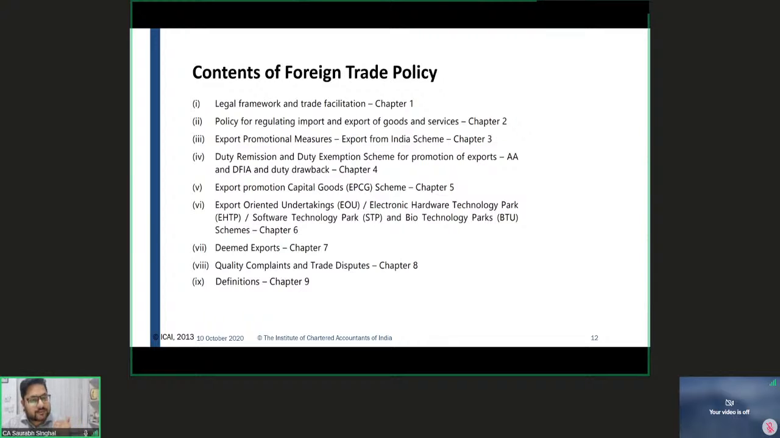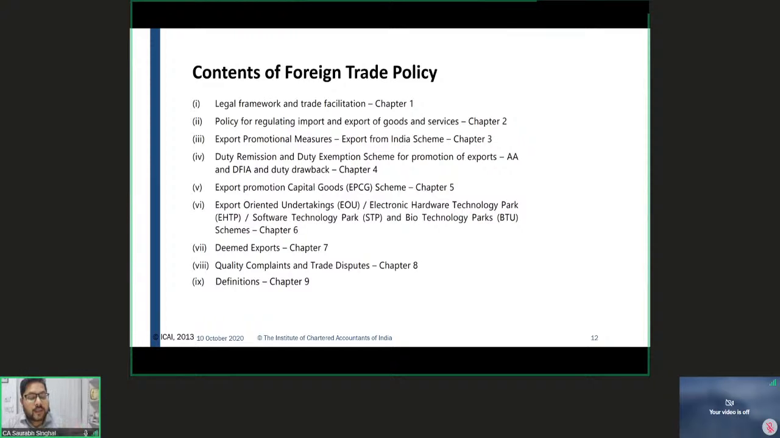Now chapter 3 till chapter 7 is where all the actual schemes of foreign trade policy are contained. And this is where the discussion lies. This is where we have to dig deep and understand what kind of policies, benefits and rewards are provided for in the foreign trade policy. So that is the main material under foreign trade policy.